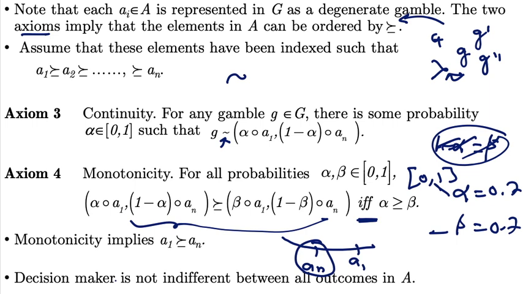Okay, and in this case, because of this sign, the decision maker is not indifferent between all outcomes in A, isn't it? What does it mean by not indifferent? They are different between all outcomes in A, the way they look at it, yeah? All right, so let's move on.